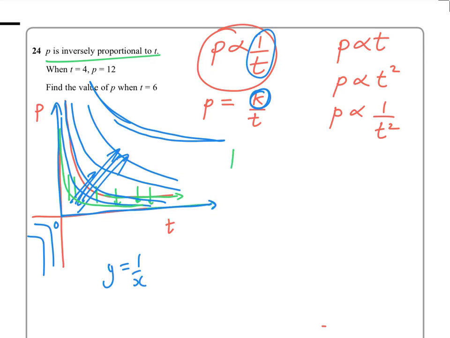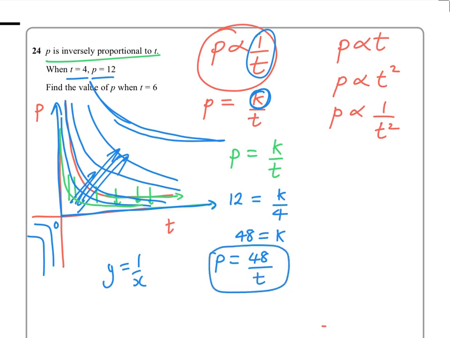So we know p is equal to k over t for some value k, but we should be given enough information to now find that value of k. So it said that t is 4 and p is 12, so we put that in here. And that means that k is 48, so p is 48 over t. So that is the actual graph that we want. Okay, so what's that basically told you is, and I'll try and use a different colour on here, it's trying to say, well, this is the actual one that you want.